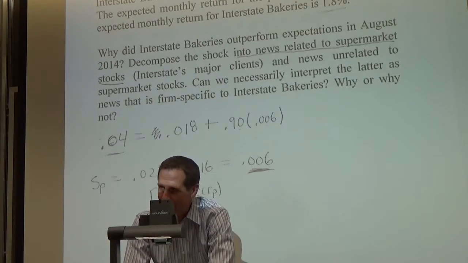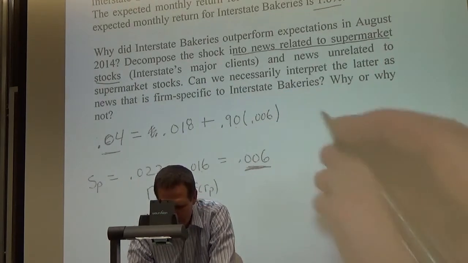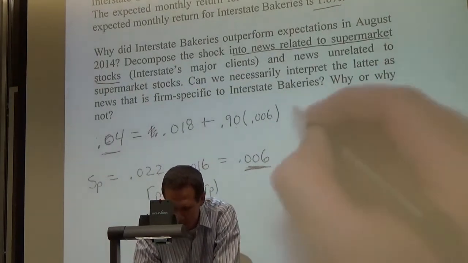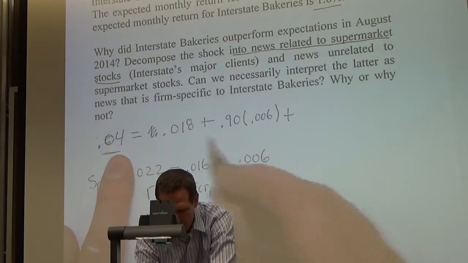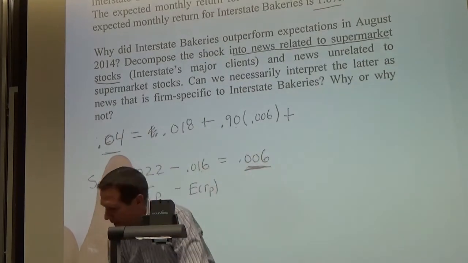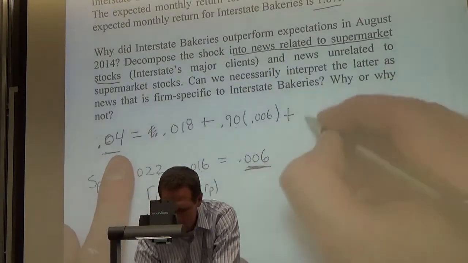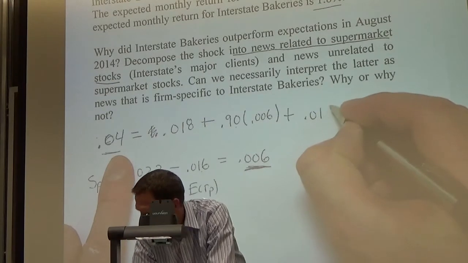There's one last piece. What do we do? The leftover, right? We just take the total return minus all of that stuff there. And that is going to be 0.0166.